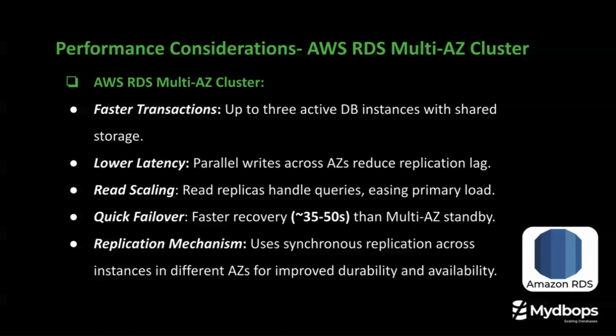And in case of a failure, failover happens much faster, typically within 35 to 50 seconds, compared to earlier features like single AZ or multi-AZ standby mode. So it evaluates to a longer recovery time in the standby and single AZ deployment. Behind the scenes, AWS uses synchronous replication across instances in different AZs to ensure strong durability and high availability without sacrificing performance. So, multi-AZ RDS cluster is a great choice for applications that need high availability, faster transactions, and better read scalability.